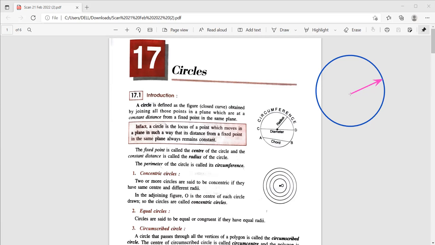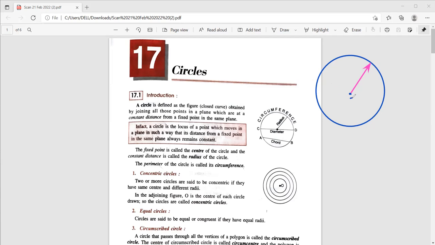And then all these points which you see on the blue color are equidistant from which point? From this point. They all are equidistant from this point, and this point is the center of the circle. You call this the center of the circle.